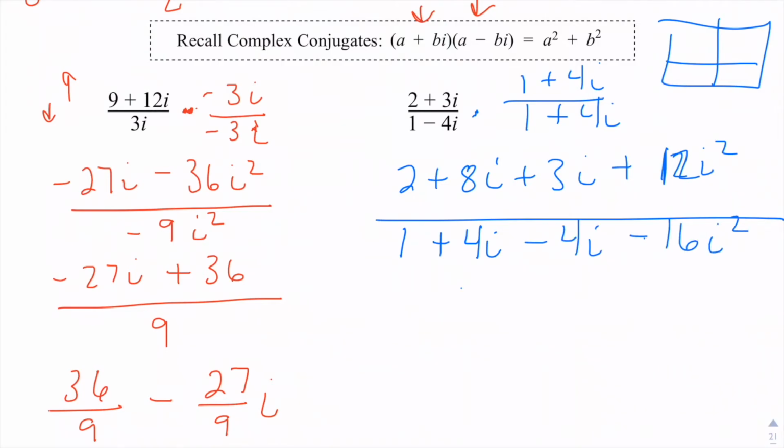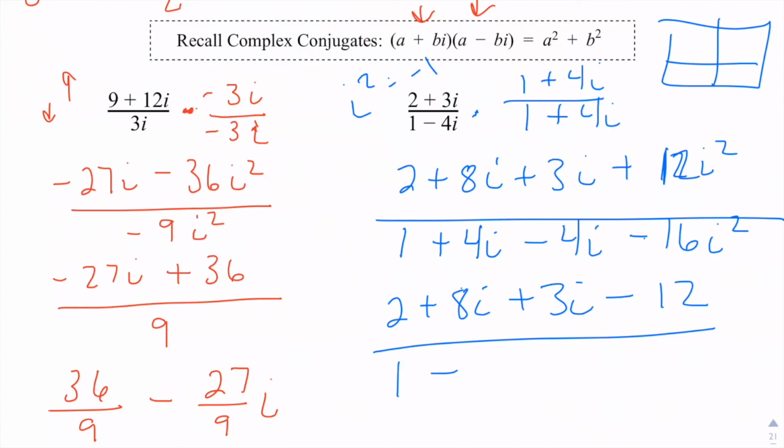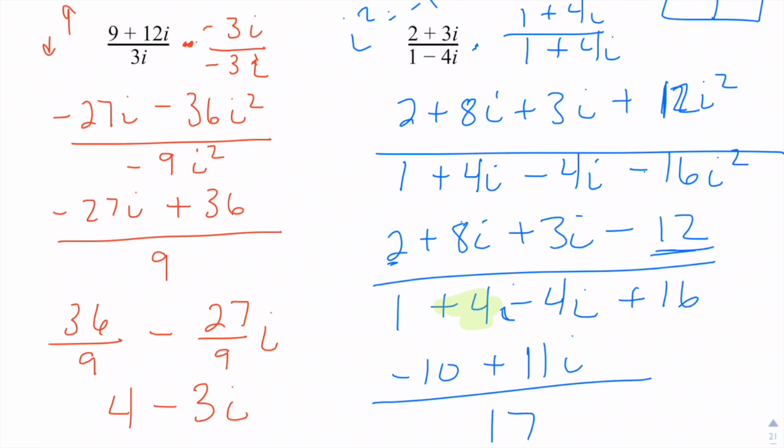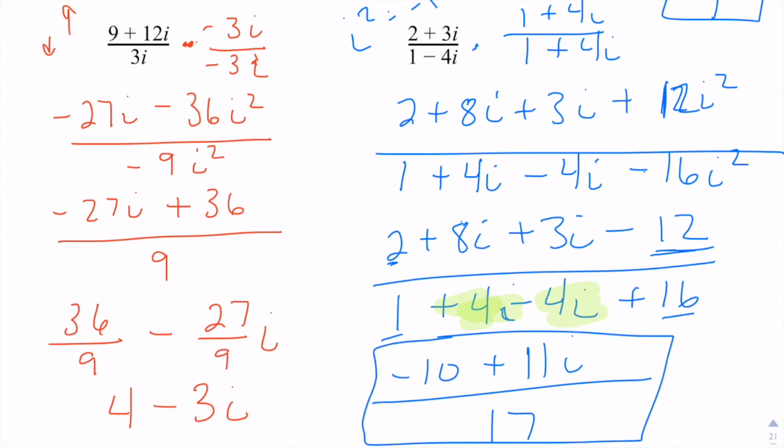That's going to simplify. Knowing that i squared, again, is equal to negative 1, we're going to have 2 plus 8i plus 3i minus 12 over 1 plus 4i minus 4i plus 16, which will simplify down to negative 10, because I'm combining this 2 and this negative 12, plus 11i over 17, because this positive 4i and this negative 4i cancel, and that just leaves 1 plus 16. And this is as simplified as we can make this.